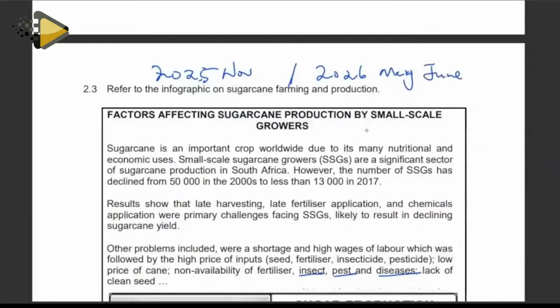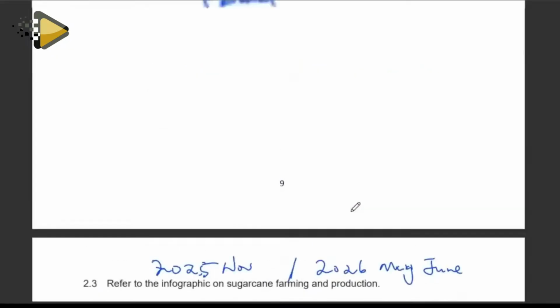So for those who are writing the 2025 November examinations, it means for your June examinations, you'll be examined on sugarcane production as a primary product, as your agricultural product. And also for the prelims, you'll be examined for sugarcane as your primary product, and also for your final examinations in November. And the same is going to happen for those who are going to write in May, June 2026. So for that reason, you must know your areas of specialization for your exam session. So for 2025, your primary farming product is sugarcane.